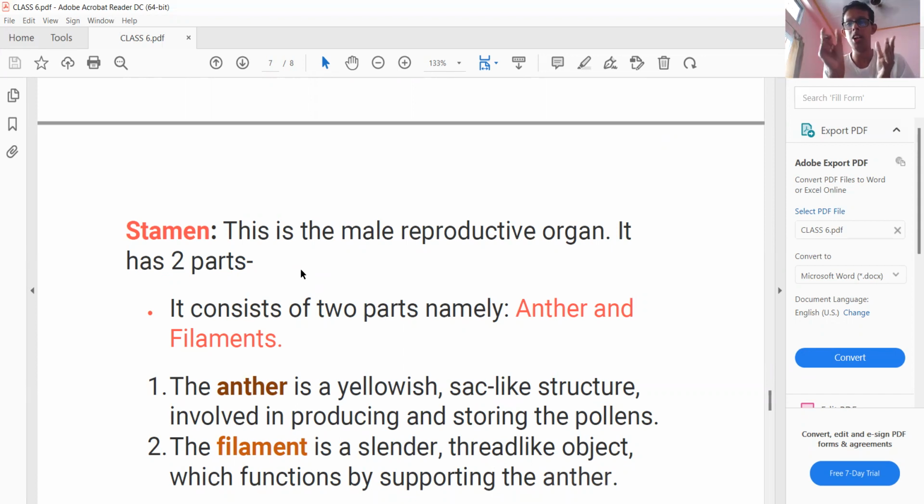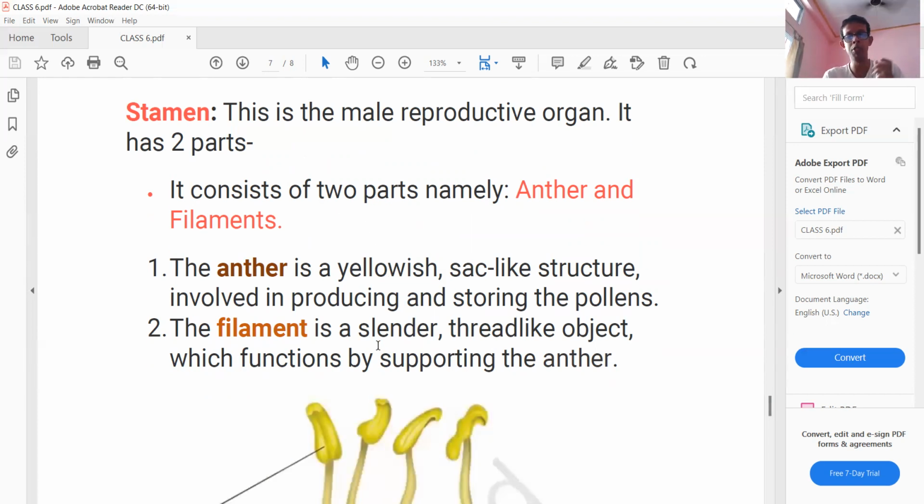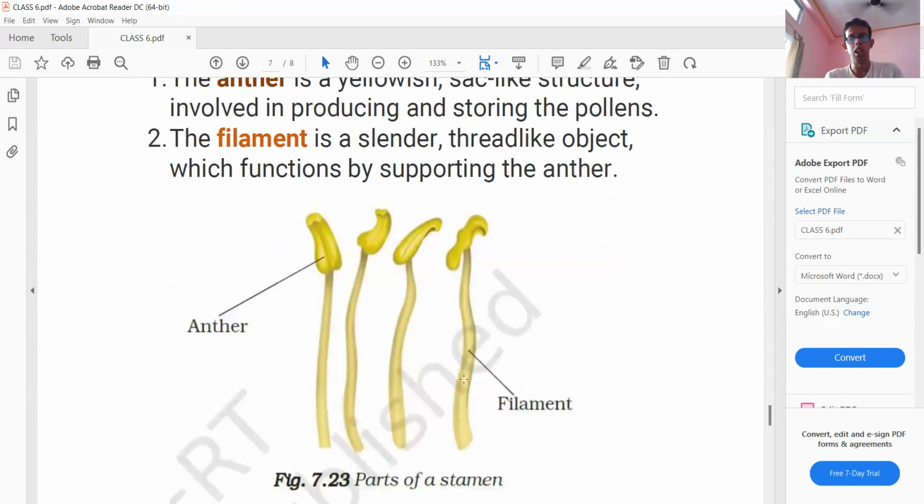The anther is a yellowish sac-like structure. Sac means small bag, okay? Small bag-like structure that helps in producing pollens. What are pollens? Pollens are the small powdery structure that attracts the honeybees. What is a filament? Filament is a slender thread-like structure that supports the anther. See, this is an anther, this is a sac-like structure, and it is supported by a slender thread-like structure called the filament.